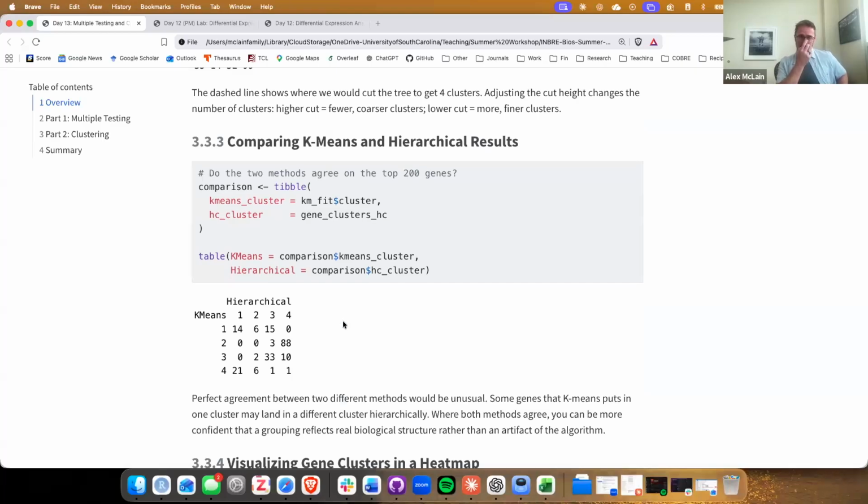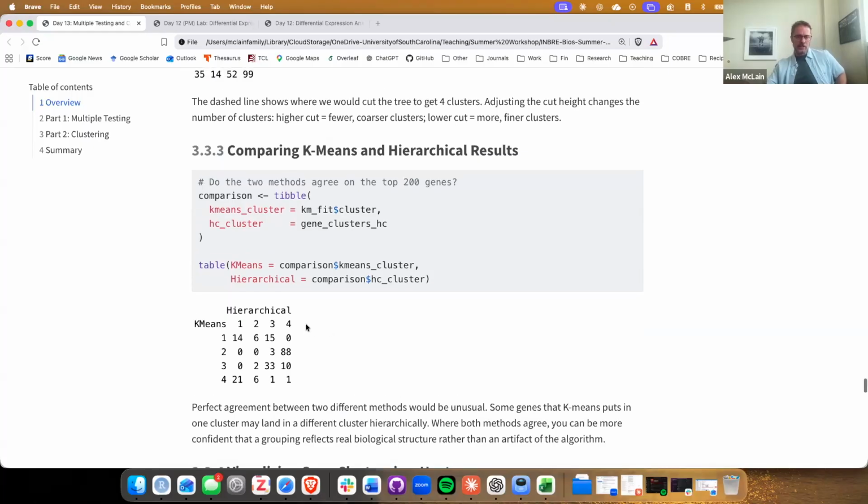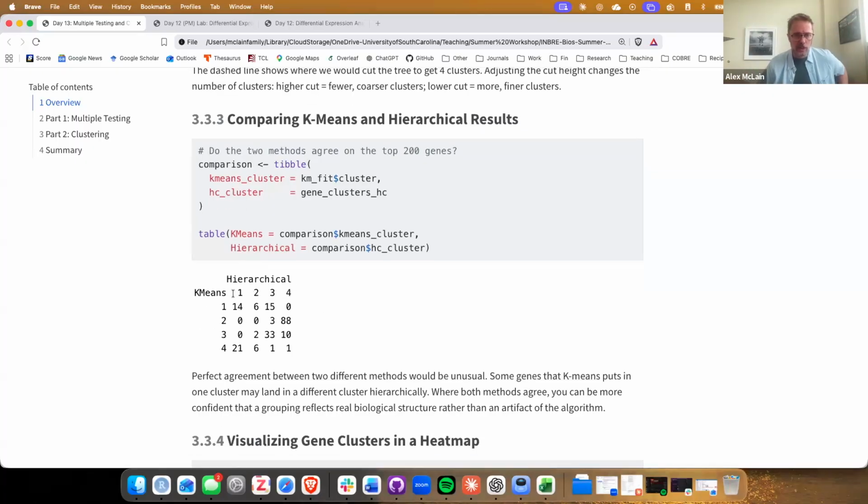So comparing clusters is a challenge. One of the things that makes it challenging is the numbers don't mean anything. So the fact that something was in cluster 4 for hierarchical does not mean it's going to be in cluster 4 for k-means. It could be in any of them, even when things are going exactly right. And also, they're not going to always match. So what do we see when we compare these two? We have the hierarchical clusters on the top, the k-means clusters on the side.